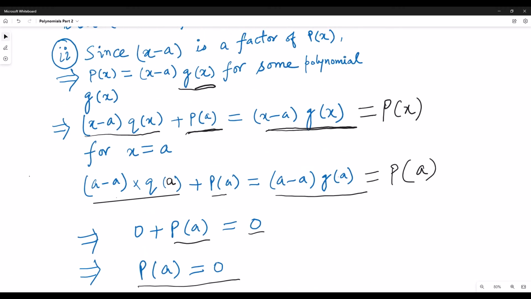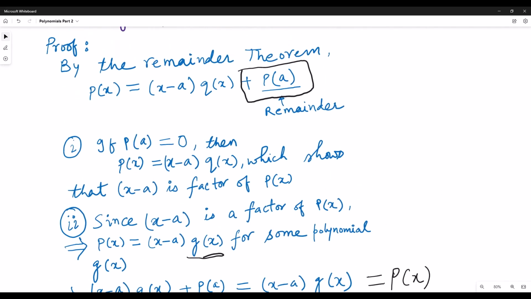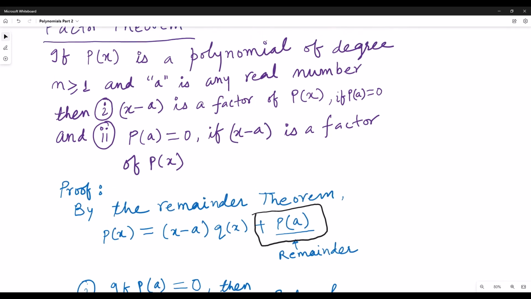So if x minus a is a factor, then p(a) is 0. So that is the factor theorem. I will repeat it once more. If p(x) is a polynomial of degree n greater than 1 and a is any real number, then x minus a is a factor of p(x) if p(a) is 0. And second, p(a) is 0 if x minus a is a factor of p(x).